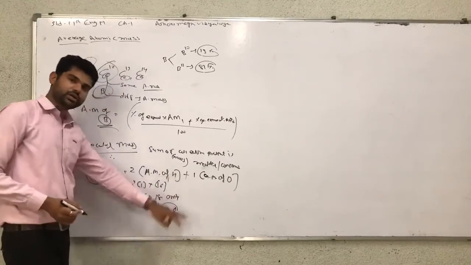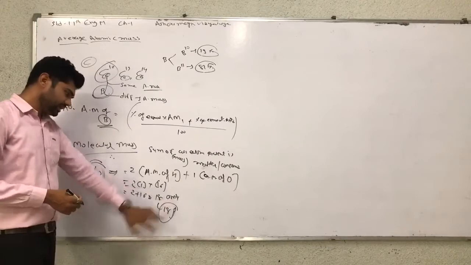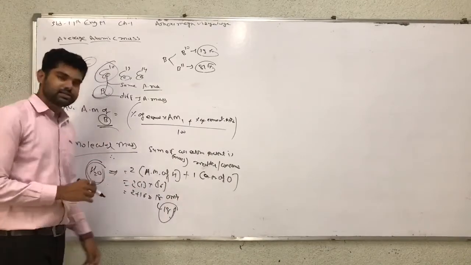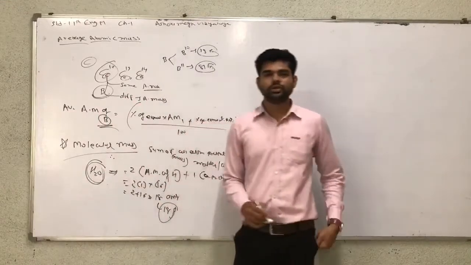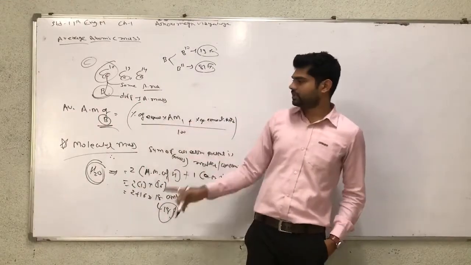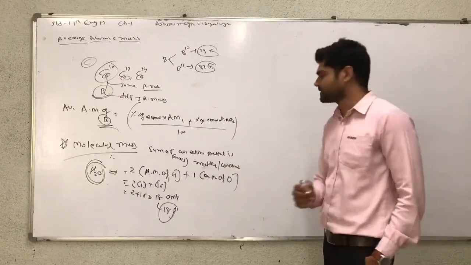AMU can be converted into grams, so it is easily written as 18 grams or 18 AMU, the molecular mass of a molecule of H2O. So that was average atomic mass and molecular mass. After this understanding, the new topic is formula mass.